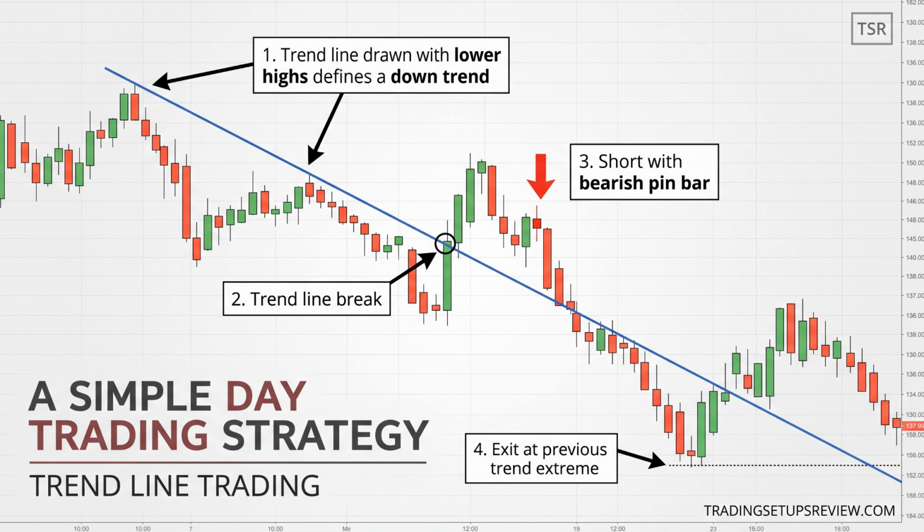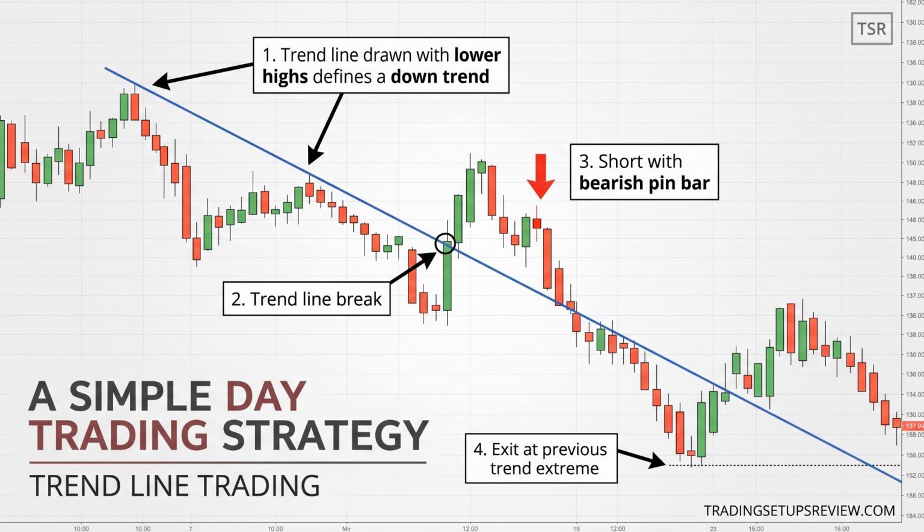Before the pullback and trend line break occurred, the market hit a recent low point. This area acts as a natural level of support. The strategy dictates setting the take-profit target at this horizontal level, marked by the black dotted line, aiming to capture the price movement as it drops back down to test those previous lows.